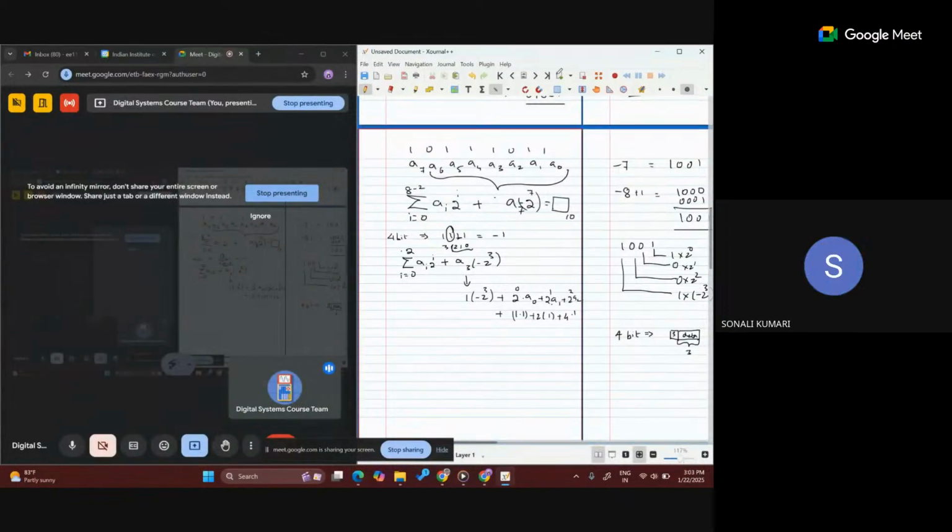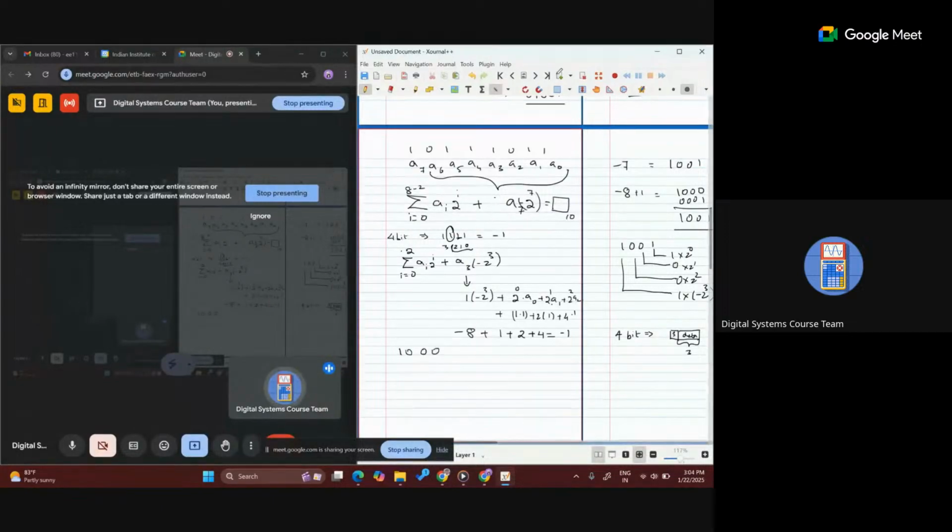So this is equal to minus 2 to the power 3, which is minus 8, plus 1 plus 2 plus 4. Adding it up, we get -1. Yes, -1.